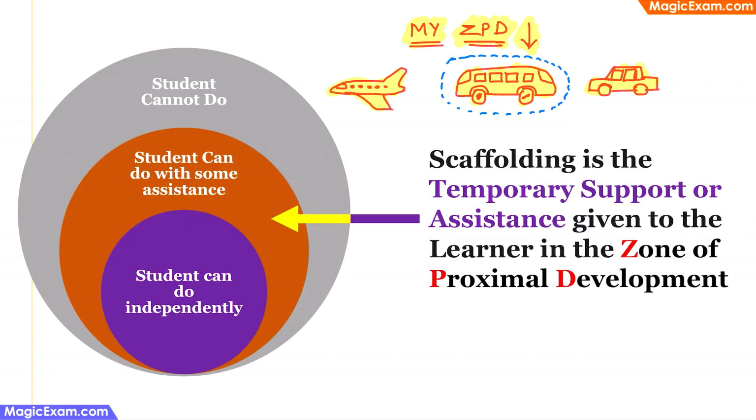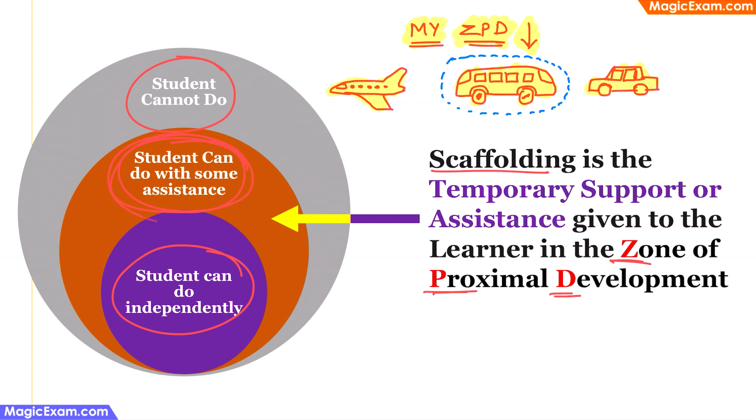So what is the connection between scaffolding and the zone of proximal development? Well, as we discussed, there are some things that a student or a child can do independently. There are some things that the student or the child can do but will require some assistance or help. And then there are some things which the child cannot do. And the things that the student can do with some help or assistance fall into the zone of proximal development. Now, the assistance that you give for these activities or tasks is nothing but scaffolding.